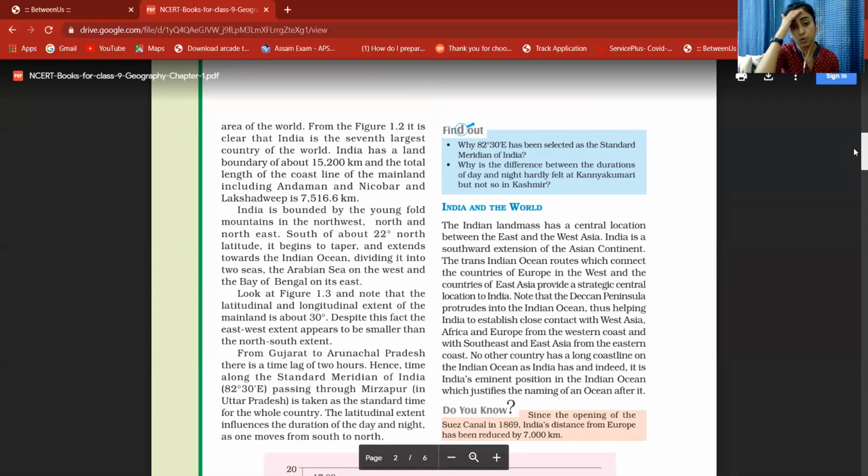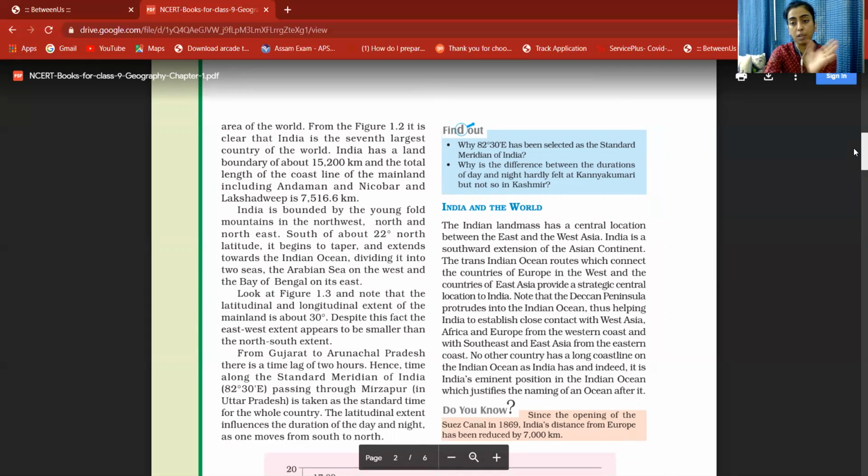Then also we got to know about 82 degree 30 minute east, which is the standard meridian of India, which is used for calculating time in India. And also we got to know that as we travel from south to north, there is an influence on the day and night. Why? Because as we are moving away from the equator, there is a difference in the time or in temperature. All right.